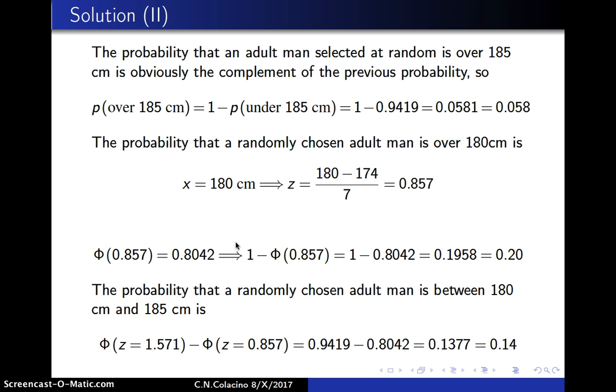The probability that a randomly chosen adult man is between 180 centimeters and 185 centimeters is nothing but the difference between the phi of Z equals 1.571 and phi of Z equals 0.857. So if we put numbers, it is 0.9419 minus 0.8042, which equals 0.1377, which is 0.14.